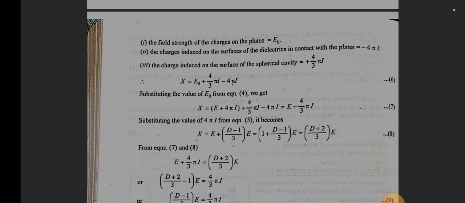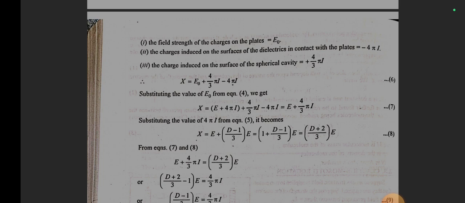Number 1. The field strength of the charge on the plates, E0. Number 2. The charge induced on the surface of the dielectrics in contact with the plates is equal to minus 4πI. Number 3. The charge induced on the surface of the spherical cavity is equal to 4/3 πI. X is equal to E0 plus 4/3 πI minus 4πI.